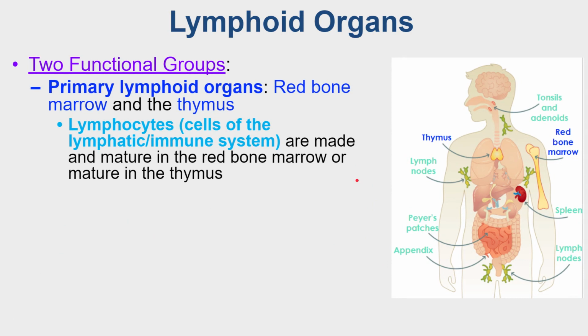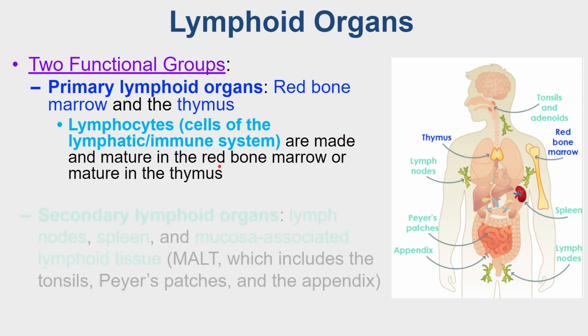lymphoid organs. And we're going to talk about some of the primary ones and some of the secondary ones. And what I mean by primary is basically they're making the immune cells that make up our immune system. And so their big job is to make lymphocytes. And lymphocytes is our general term for all of the cells of the lymphatic and the immune system. And so most of those are made and they mature in the red bone marrow. And then some of them, particularly our memory cells, will mature in this organ called the thymus. We'll talk more about that in a moment.